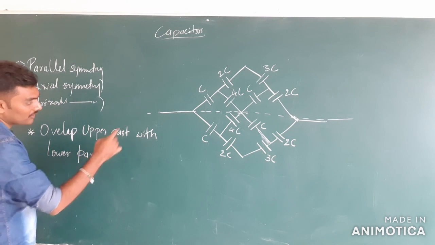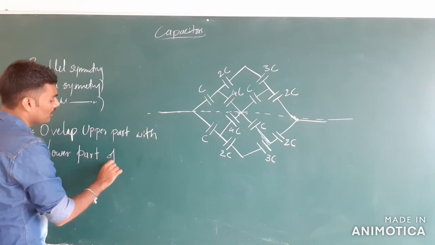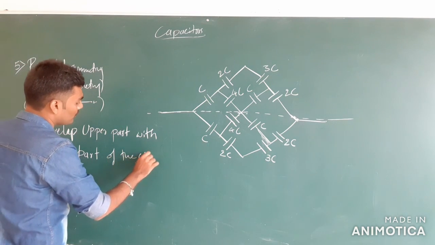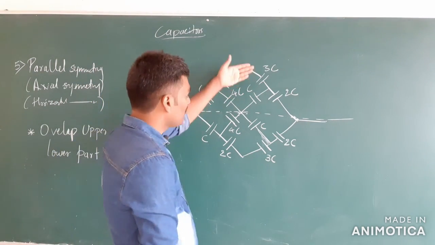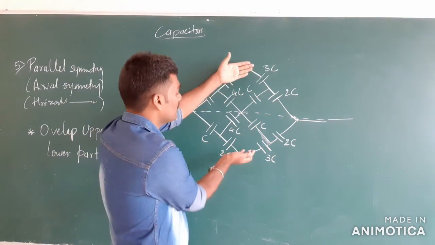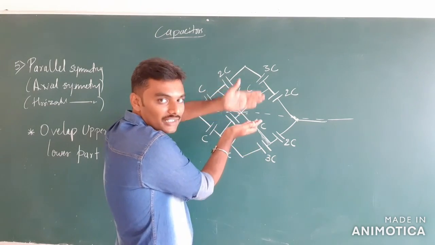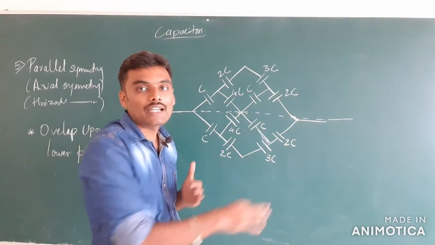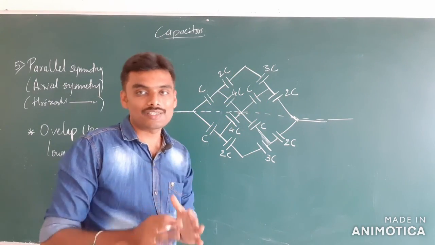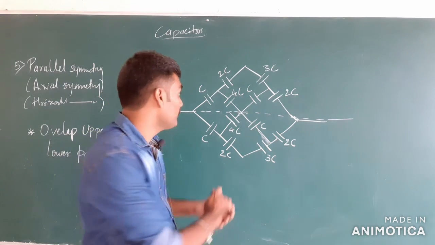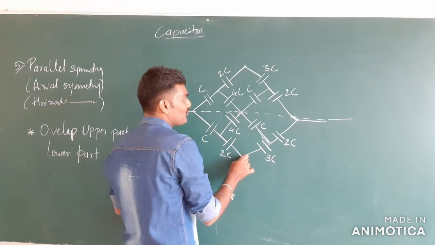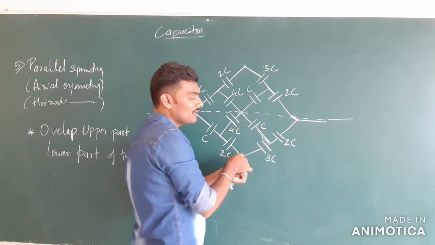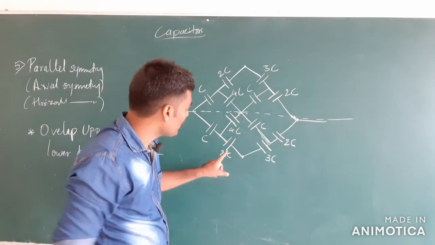Overlap the upper part of the circuit with the lower part of the circuit. What do you mean by overlapping? Say, for example, if I have the same circuit on a sheet, now I can fold the sheet like this. Even then, the electrical property of the circuit will not change, which means I can join this point with this point. See, when I fold it, you shouldn't worry about the capacitors.